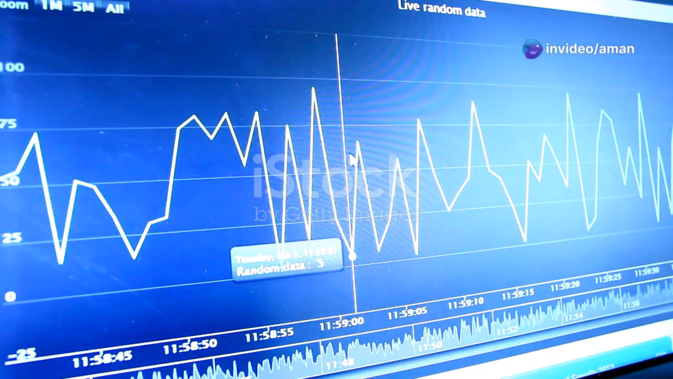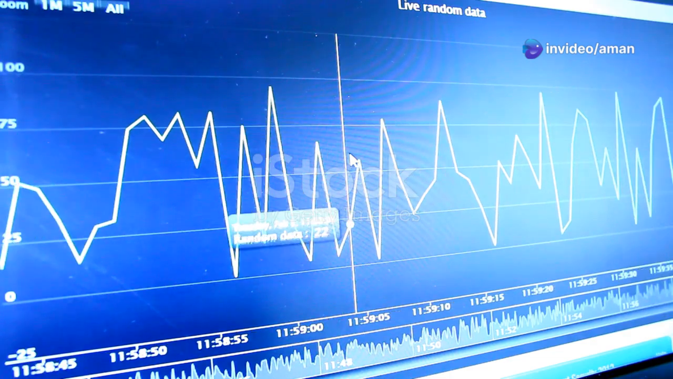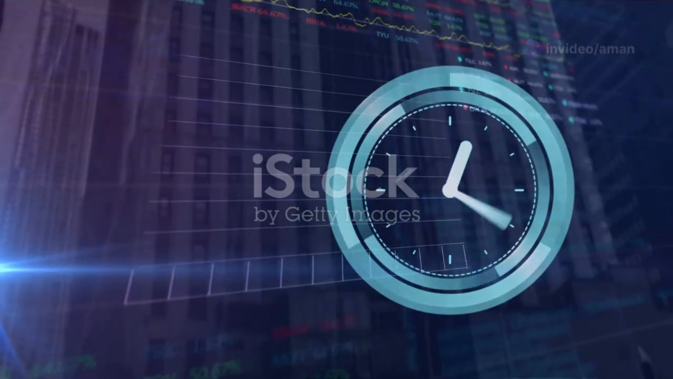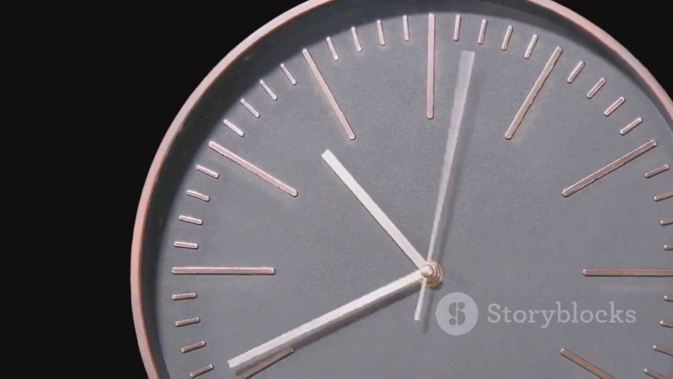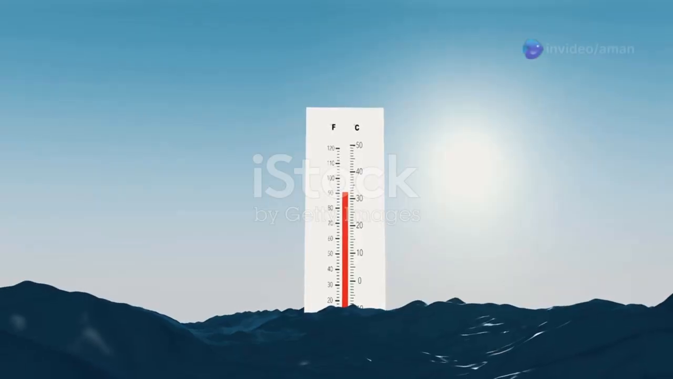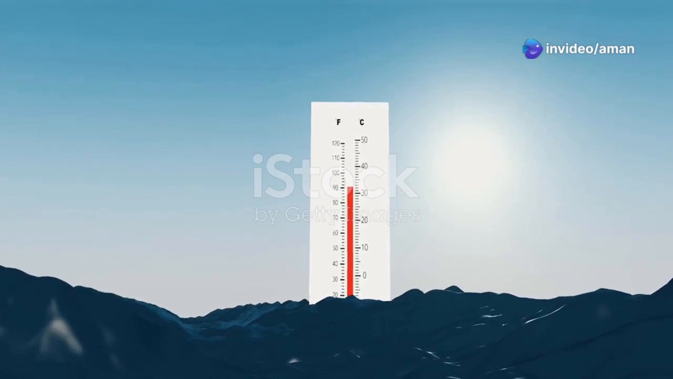A time series is a sequence of data points collected over time. Each point represents a measurement taken at a specific time interval. These intervals can be seconds, minutes, hours, days, months, or even years. Think of it like tracking the temperature outside your house every hour.